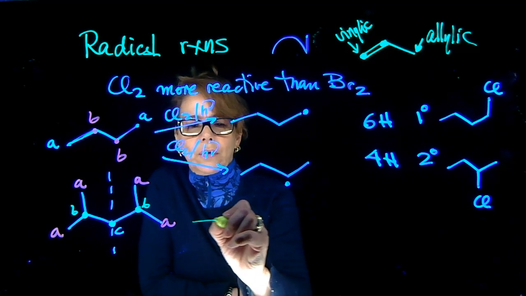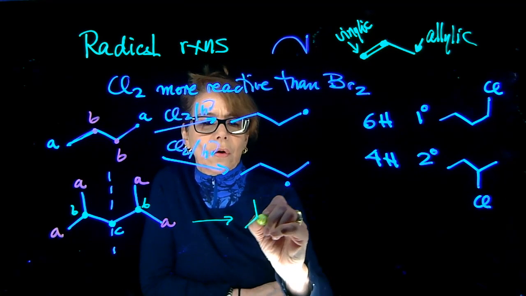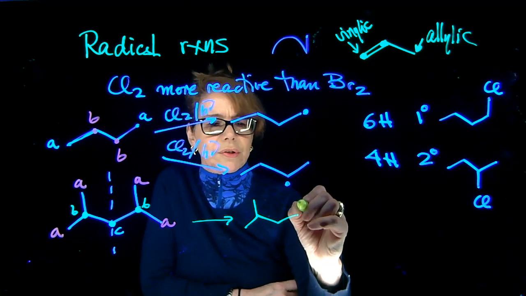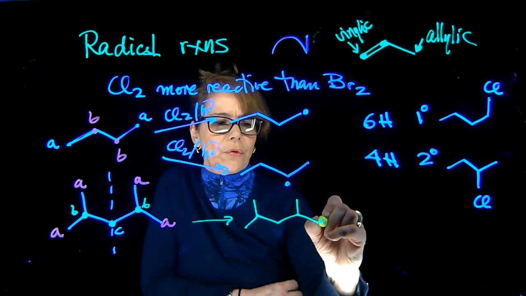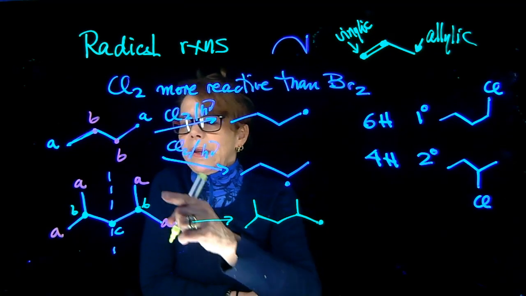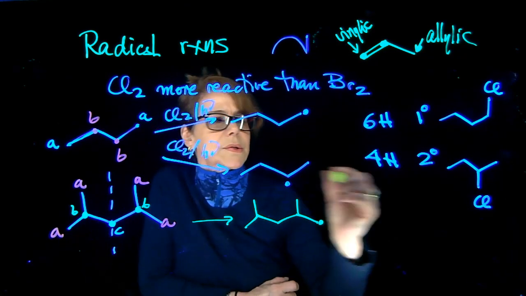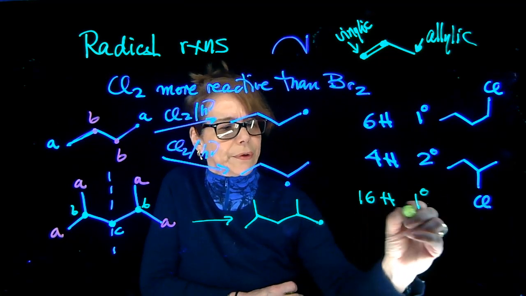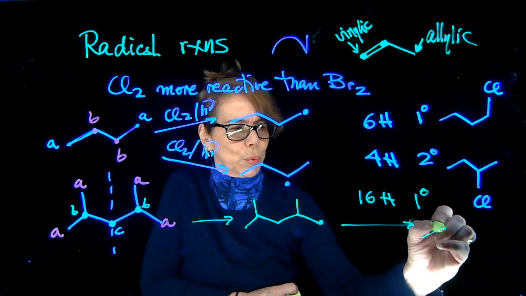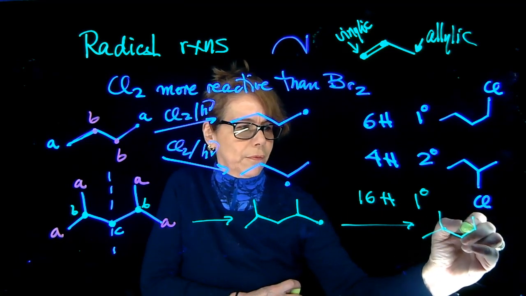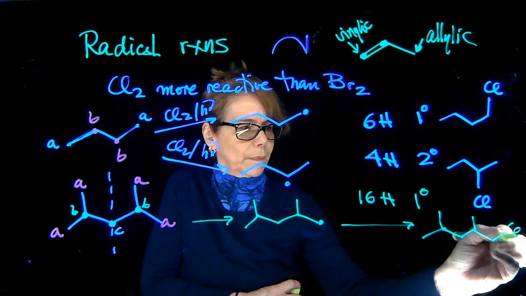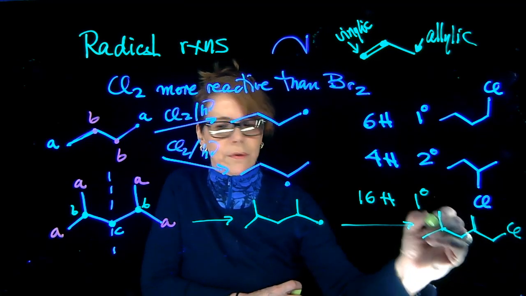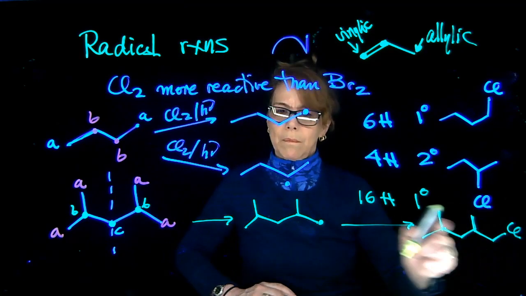So I'm going to draw the radicals first. Remember that all of the A positions will be the same. So I'm going to do that. These are primary, and you have 6 and 6. You have 12 hydrogens that are primary, and the product will be the following, right? So we are replacing one of the hydrogens by a chlorine.